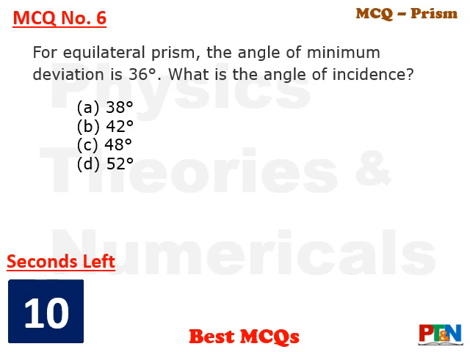Next MCQ. For equilateral prism, the angle of minimum deviation is 36 degree. What is the angle of incidence? Four options: 38 degree, 42 degree, 48 degree, 52 degree. Your timer for 10 seconds starts now.